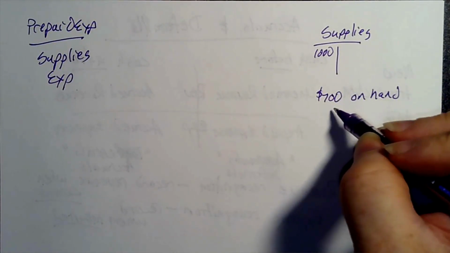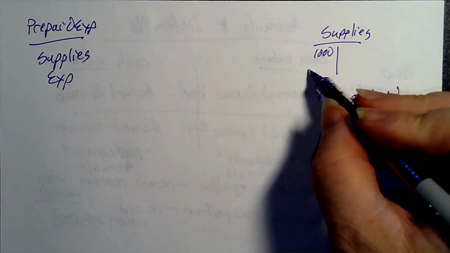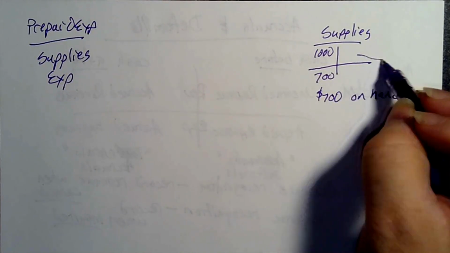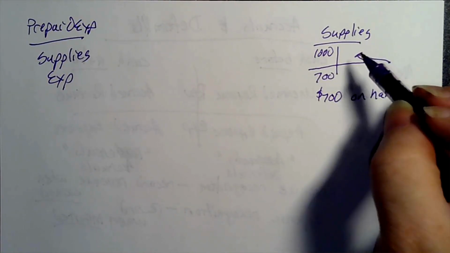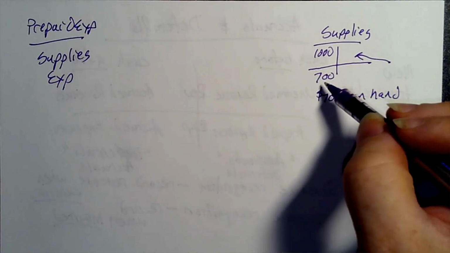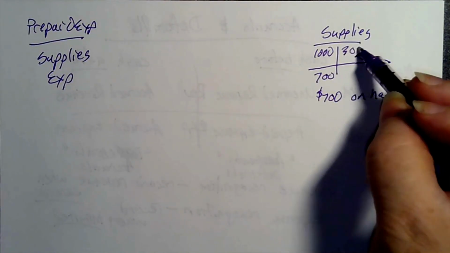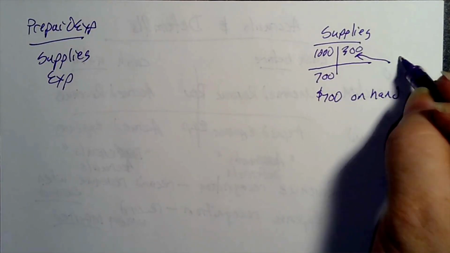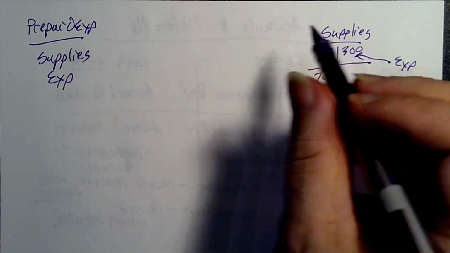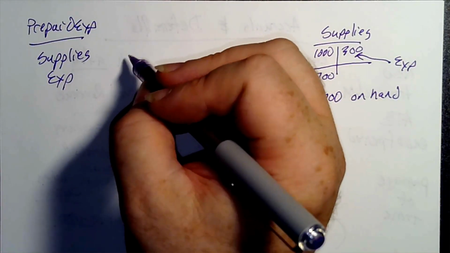So is $700 how much we used, or is that the remaining balance? That's the remaining balance. So what we need to do is determine how much we used. Well, if we started off with 1,000 and ended up with 700, we had to have used 300. So this is our expense. We used up $300 worth of supplies. So what does that look like as far as a journal entry?